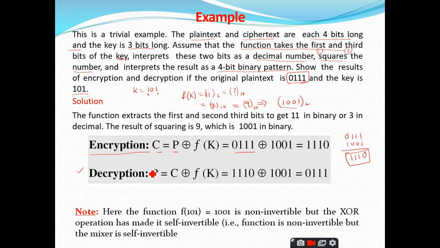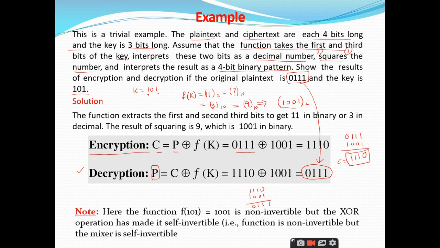And at the decryption end, I have to reconstruct the plain text, and I have the formula as P is equal to C exclusive or F of K. What is the C I got here? 1110 exclusive or with the 4-bit key, which is 1001. So what is that? I will get 0111. So am I reconstructing the plain text? So this and this is equal, right? Is it clear?